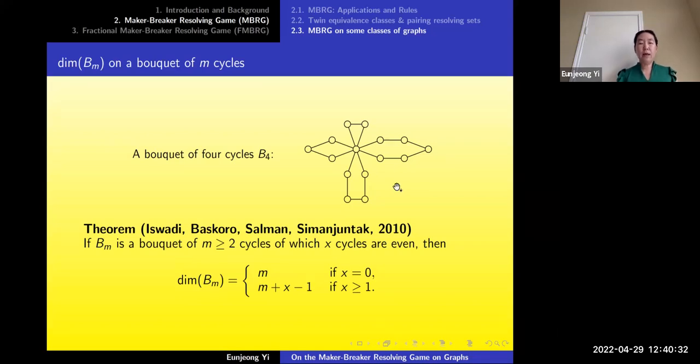Isawadi, Bascaro, Selman, Siman, and Juntak proved that the metric dimension of a bouquet of cycles is the number of cycles if the graph has only odd cycles, or if it has even cycles, then the number of cycles plus the number of even cycles minus 1. So if you have even cycles, you have to select 2 for each. You have to select in certain ways anyway, but they established the minimum bound: you have to select 2 from each even cycle, excluding 1 even cycle. So that's the situation. Next.